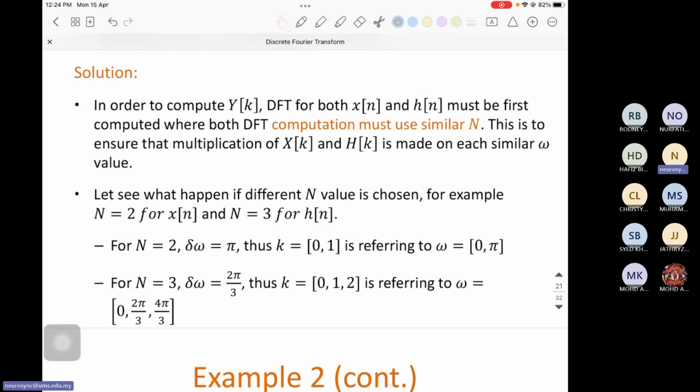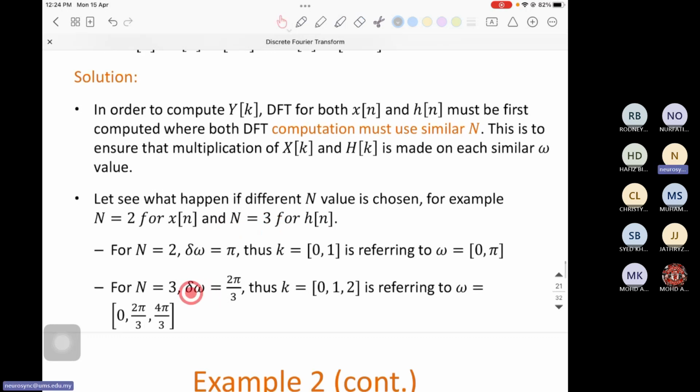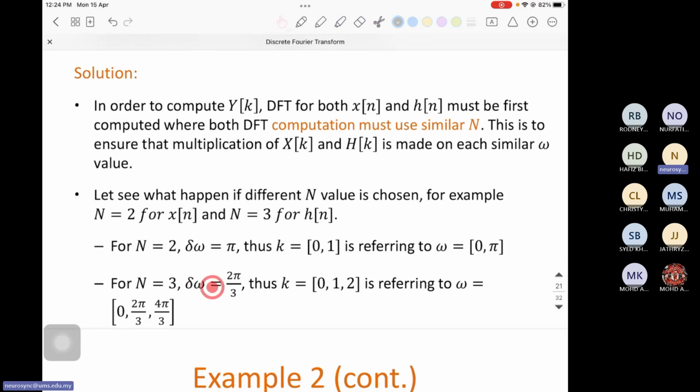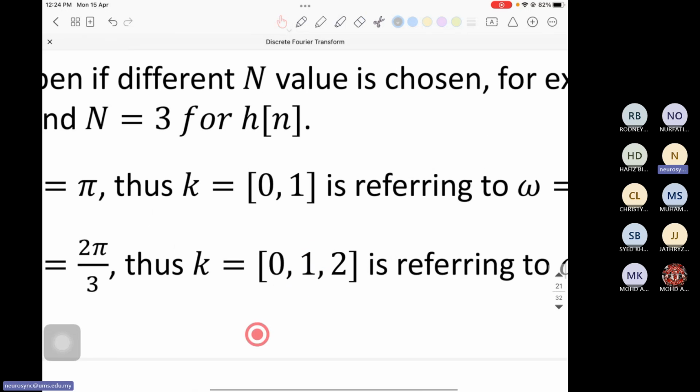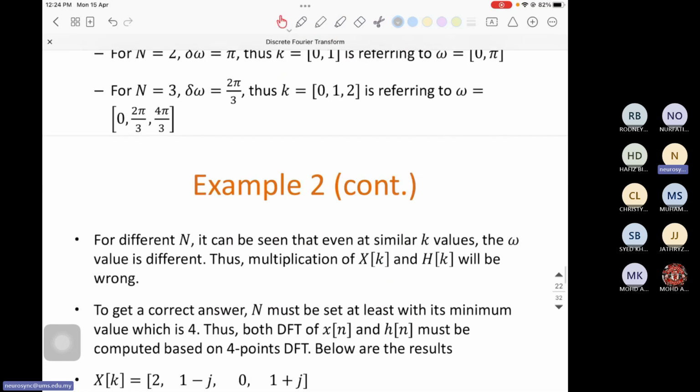Now for h of n, where n equal to 3, calculate delta omega here. You will get delta omega as 2 pi by n, that is 2 pi by 3. So we are varying k from 0, 1, 2. Okay. Now this refers to omega what? Omega 0, 2 pi by 3 and 4 pi by 3. So we are getting different omegas here. So how can we multiply this?